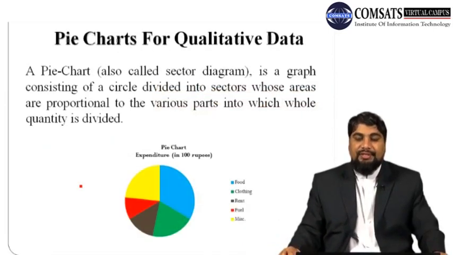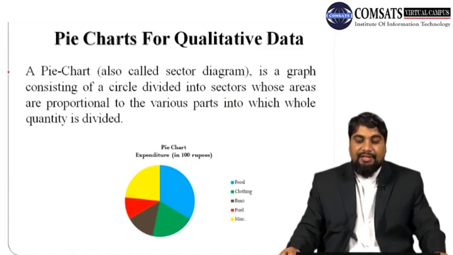That was all about the bar charts. Now we move to the pie charts, which are also used for graphically displaying qualitative data. Let us first define the pie chart. A pie chart, which is also called a sector diagram, is a graph consisting of a circle divided into different sectors whose areas are proportional to the various parts into which the whole quantity is divided.